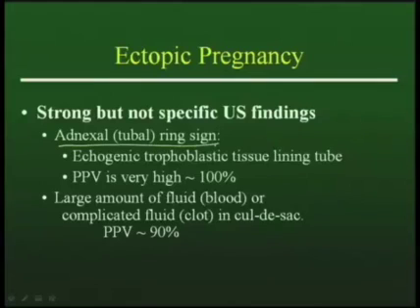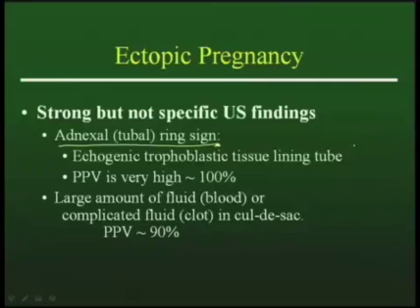This is very important because the positive predictive value is very high in the setting of a positive pregnancy test and no intrauterine pregnancy. I should say that corpus luteal cysts can sometimes look like this, but in that case the woman in most cases would not be pregnant. The reason you have the tubal ring sign or the adnexal ring sign is that the echogenic trophoblastic tissue lines the tube, and as you cut across that tube you will get this sort of round echogenic donut.